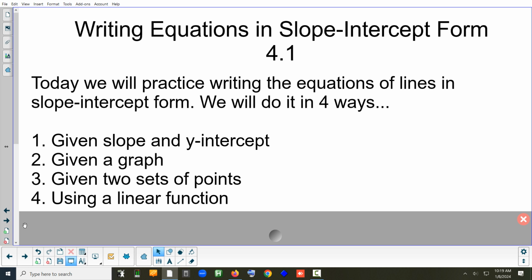So the first way, I'm going to just tell you the slope and the y-intercept. The second way, I'm going to give you a picture. The third way, I'm going to give you 2 points, and you're going to have to figure out the slope-intercept form. And the fourth way is a linear function, which, if I remember right, is kind of like 2 points. All right, so we'll do a couple of these now, and then we'll do a couple of them when we come back the second time.